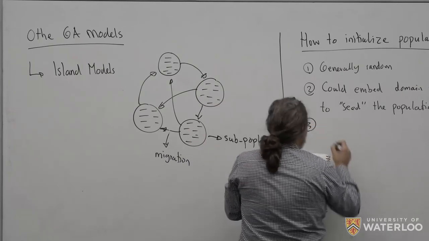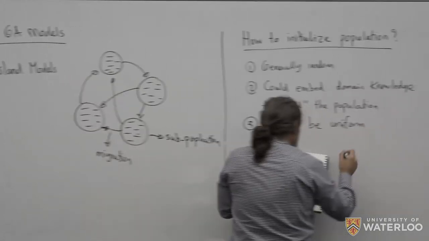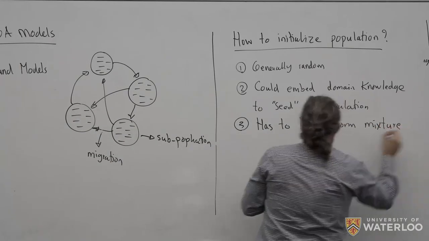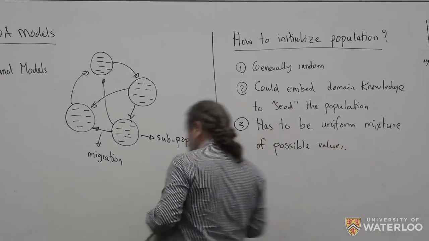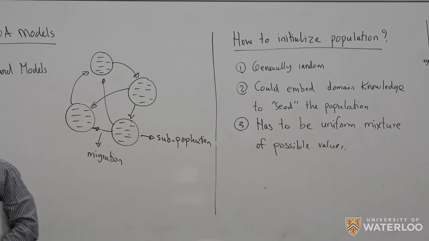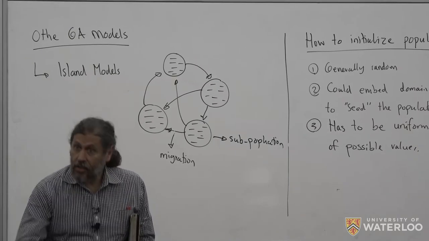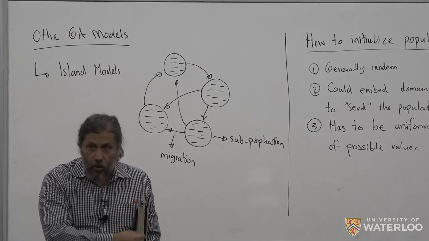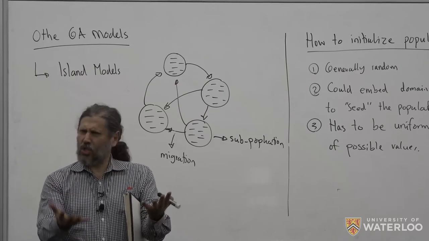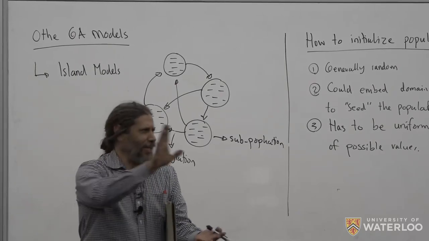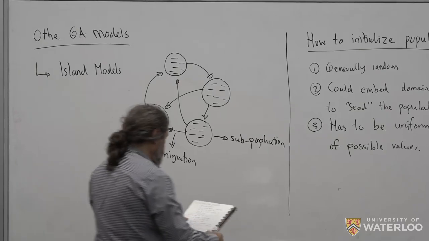And third, it has to be a uniform mixture of possible values. We talked about that in neural networks. You cannot initialize the weights of a neural network just with zeros. You don't go anywhere. You have to break the symmetry. Same applies here. So diversity is good. Having a really diverse population to start with is always good. Neural network, reinforcement learning, genetic algorithm, it doesn't matter. It's a good starting point to start from a diverse population.